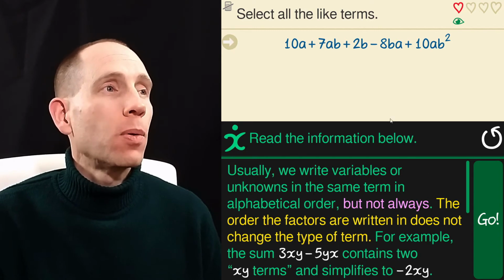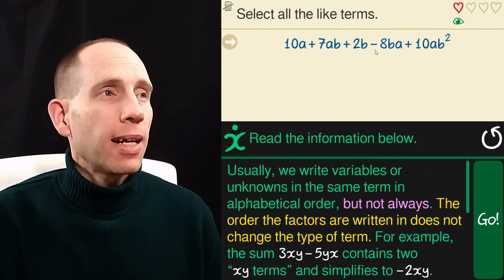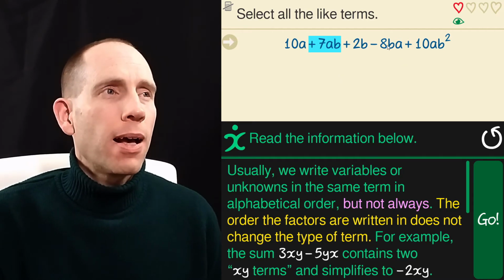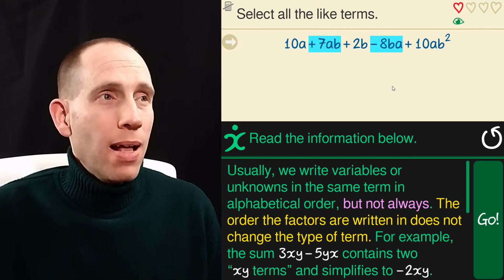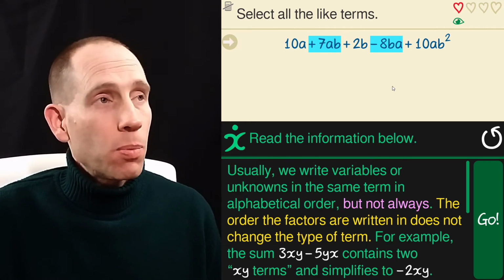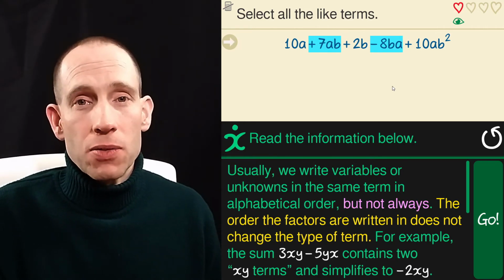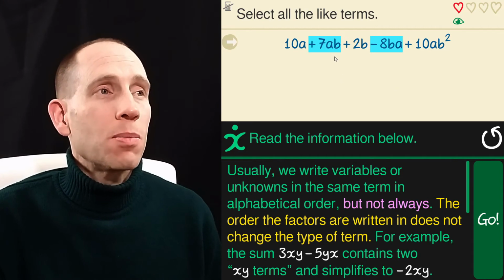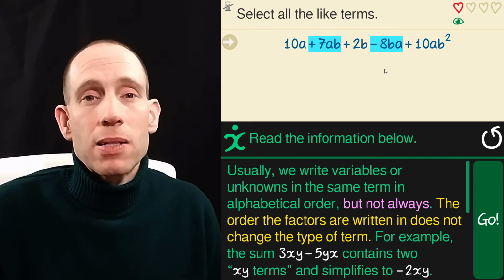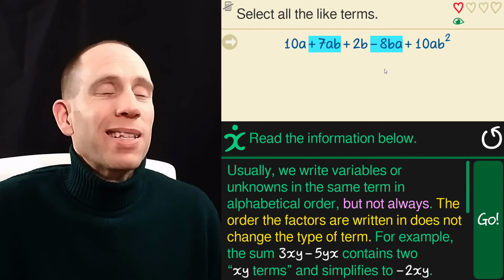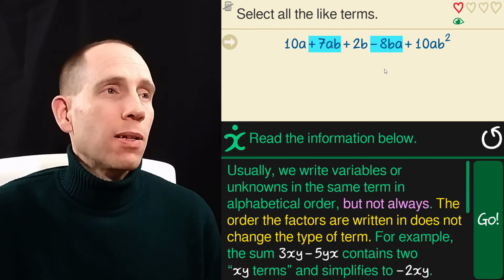So in this example here, I need to select the like terms. I've got a 7ab term there, and I've got a minus 8ba term. Both terms have an a, both terms have a b, and then everything else is just coefficients. So those two terms are like terms, even though the a and the b are written the other way around. It doesn't really matter which way around the a and the b are. I'd say the convention is usually we'd write them in alphabetical order.